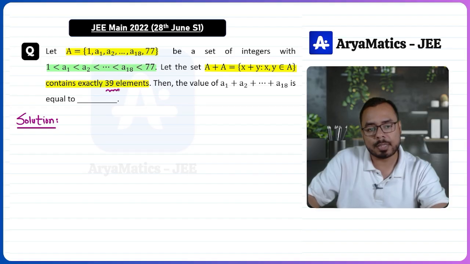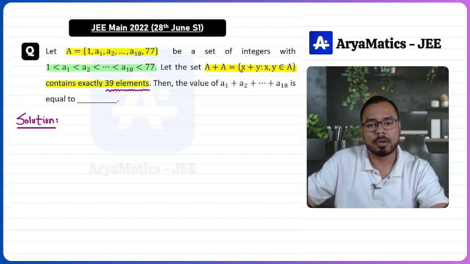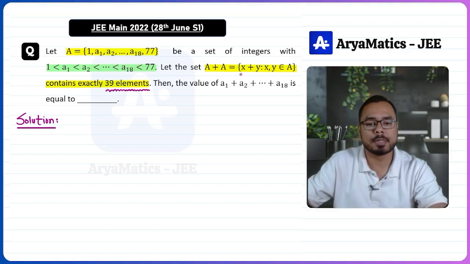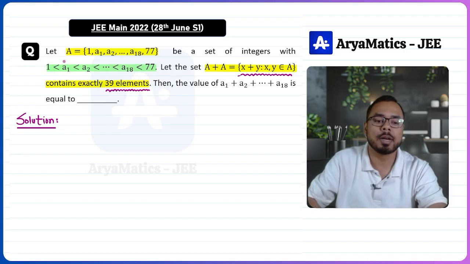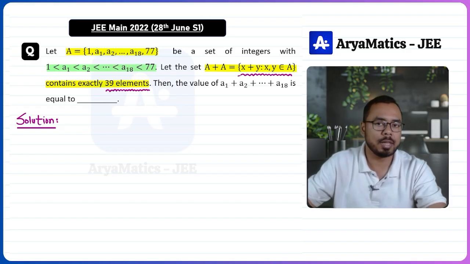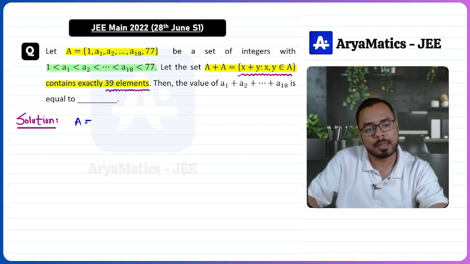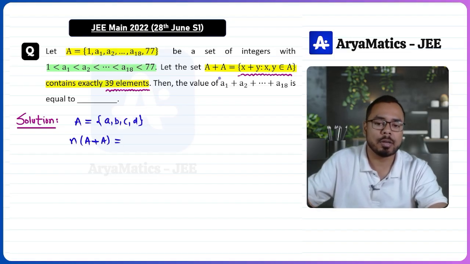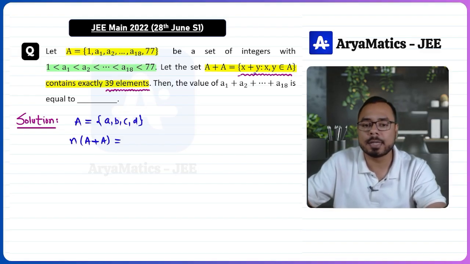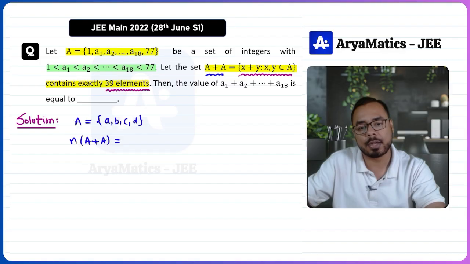Now, in this problem, the important concept is how to decode this line, right? A plus A, this is the set of x plus y, where x and y both are taken from this set A. Now, in order to decode that line, we'll take two very basic examples. Let us say we have one set A, and in this set we have these four variables A, B, C, D. Now, here if I ask how many elements are there in this set A plus A, where x and y both are taken from A.